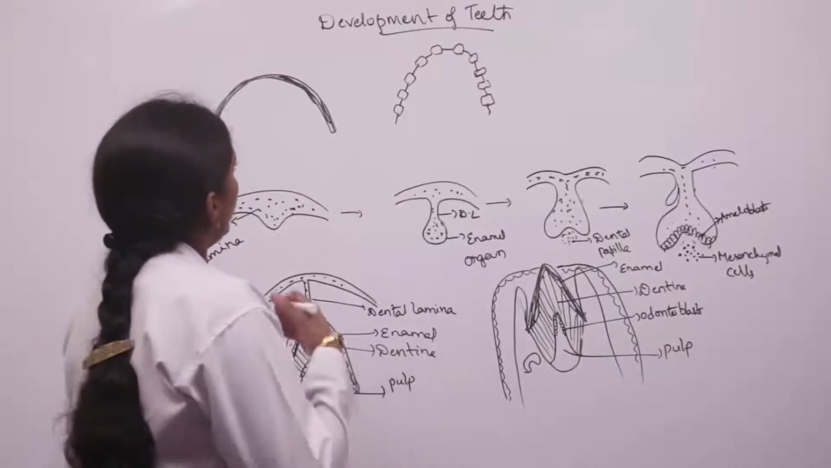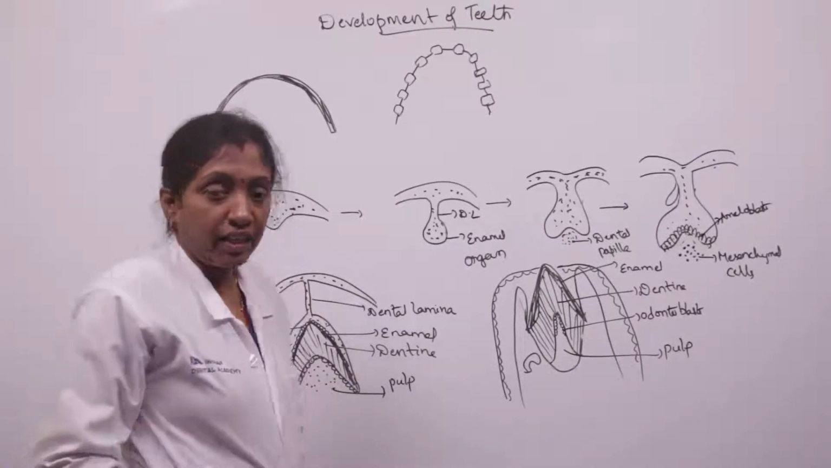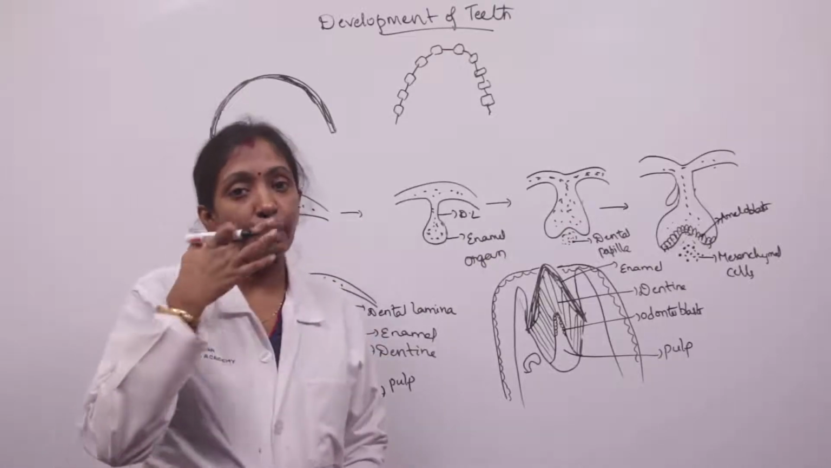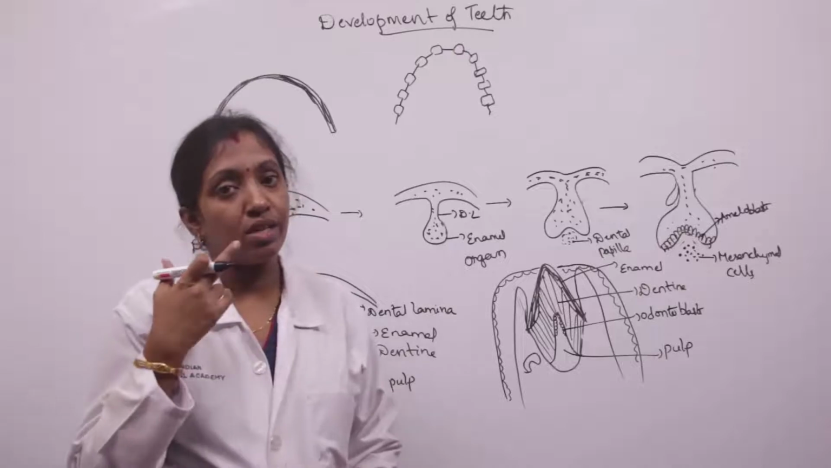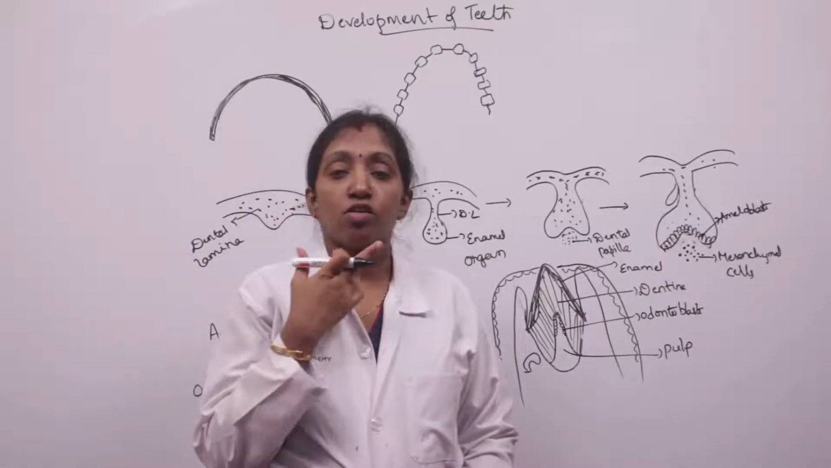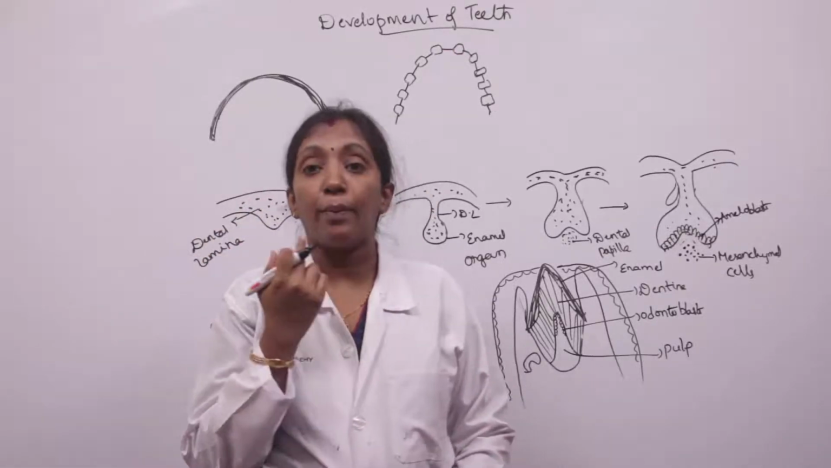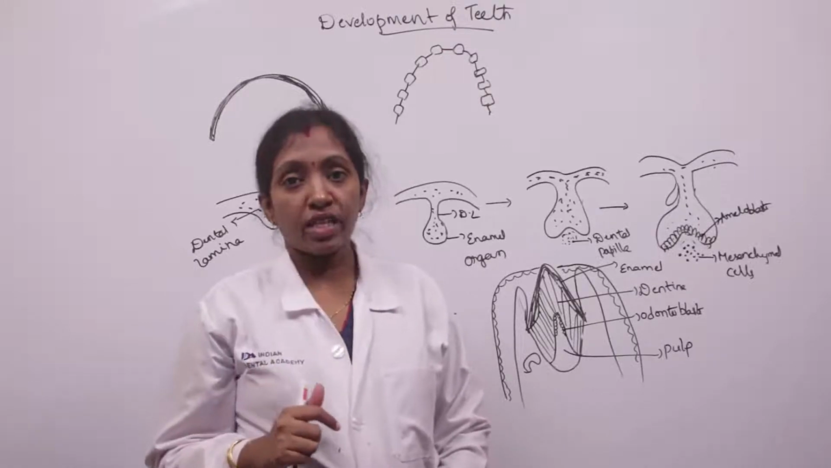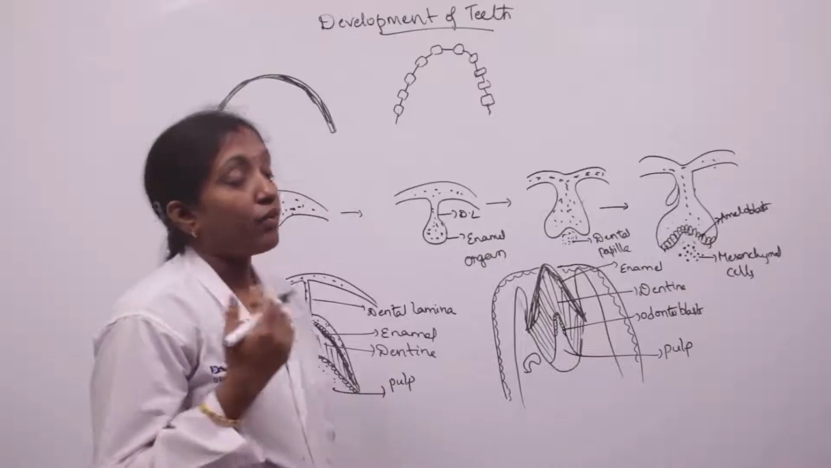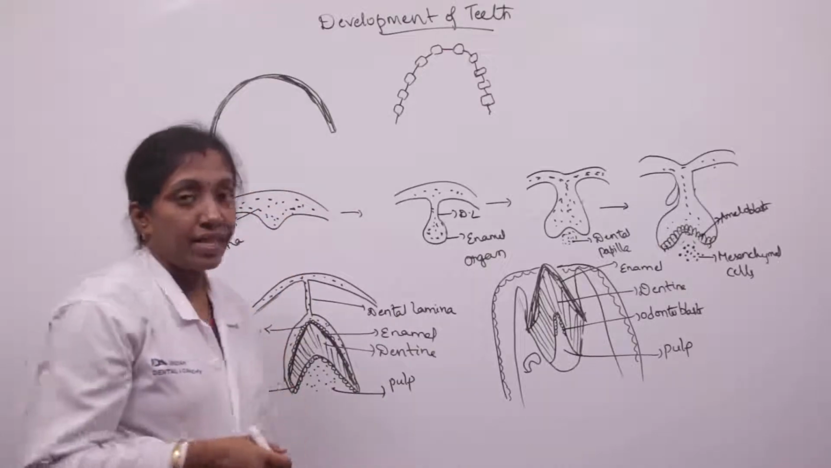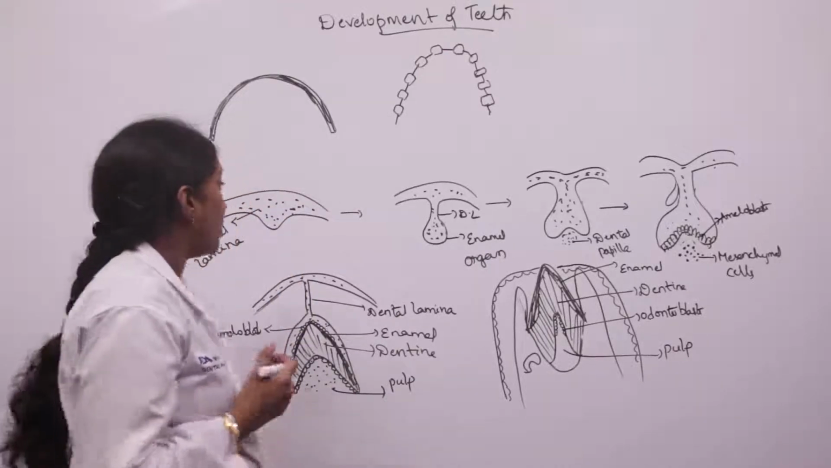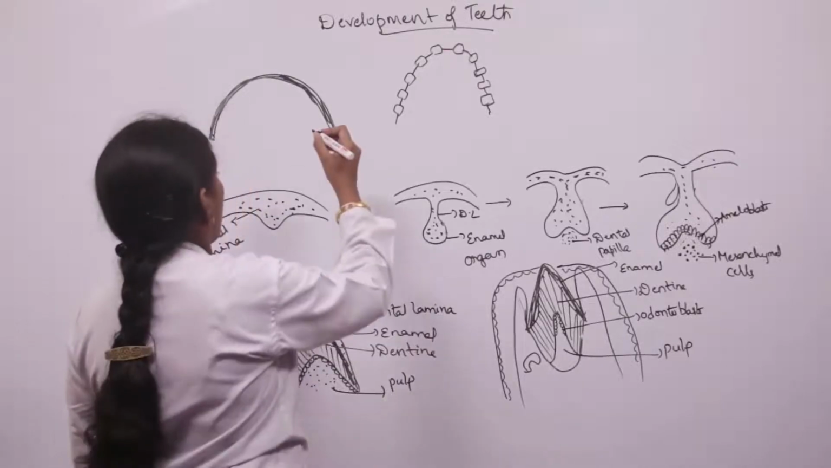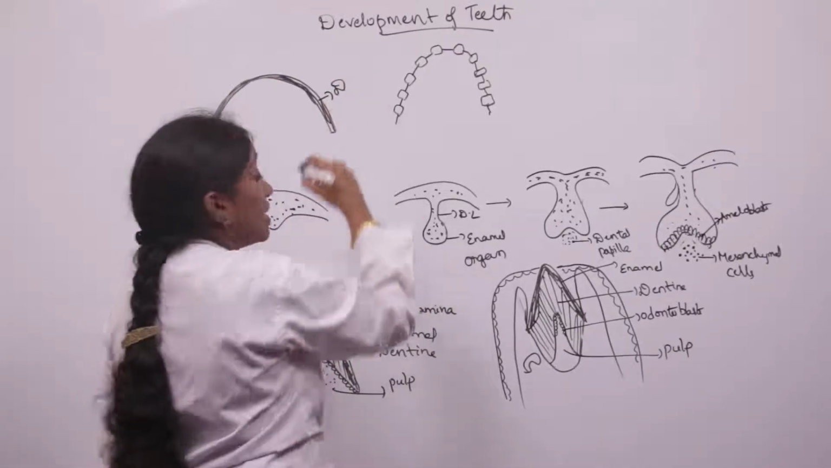So today we will discuss the development of teeth. The epithelial lining covering the alveolar processes. We know that the maxilla has alveolar processes, and so does the mandible, which is nothing but the upper border in the mandible and the lower border in the maxilla, right? So the epithelium covering the alveolar process becomes thickened and it grows into the underlying mesoderm.